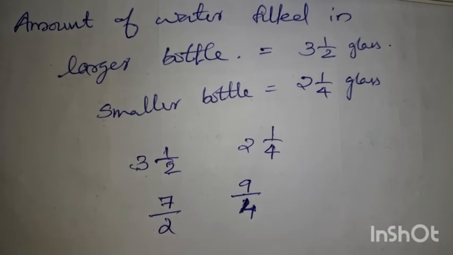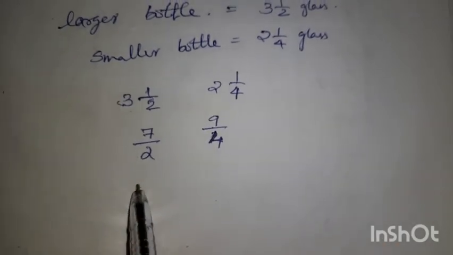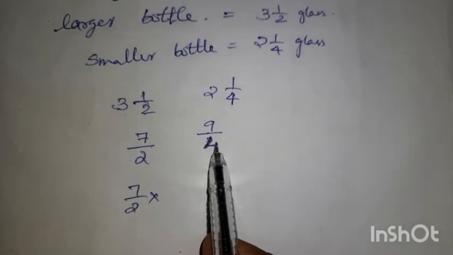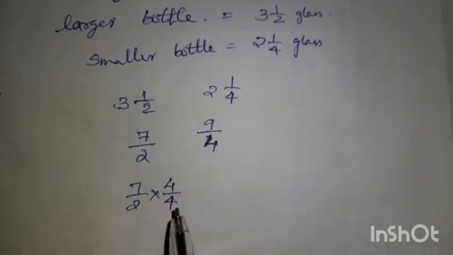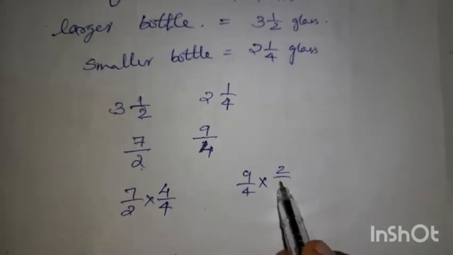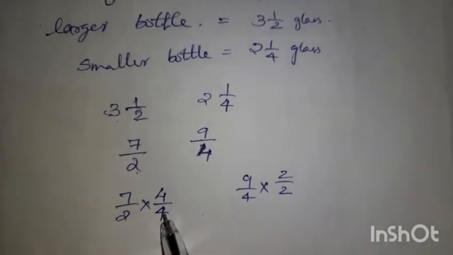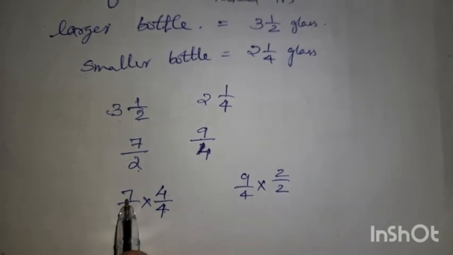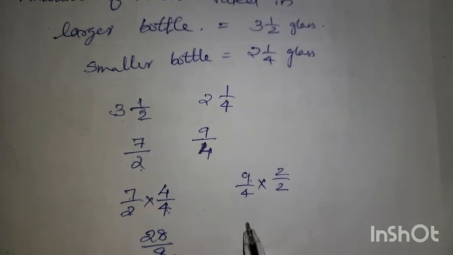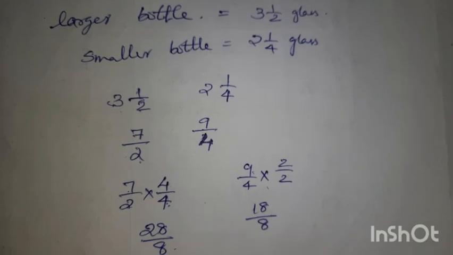Then using these fractions you have to find out the ratio. How will you find it? 7/2 into, what you have to do? You have to multiply with the denominator of the other fraction. 4 by 4. Here 9 by 4 into the denominator of the first one, 2 by 2. Okay. So we are multiplying both the numerator and denominator. Okay. So 7 4s are 28, 28 by 8. 9 2s are 18 by 8. So you got 28 by 8 and 18 by 8.